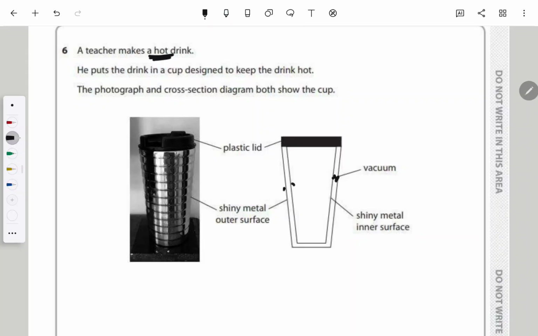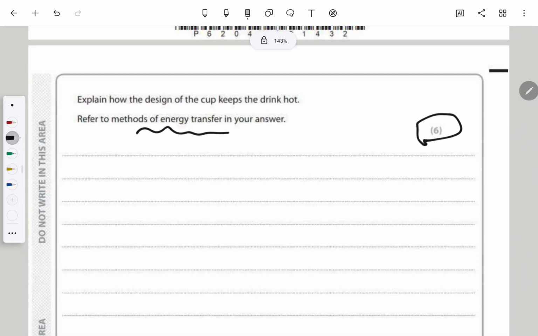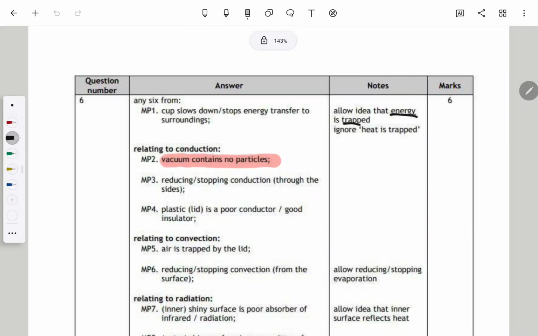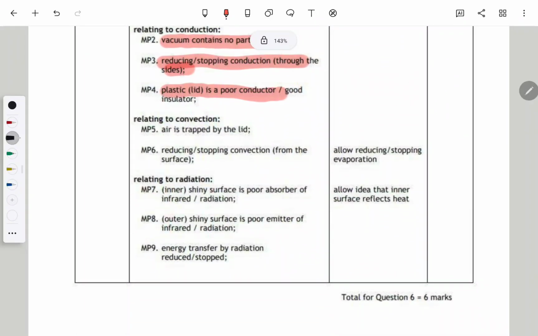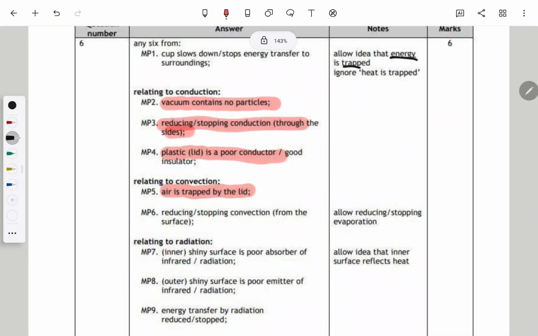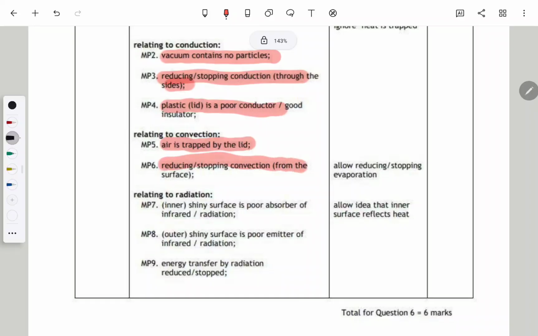Because remember, it's solid, and in between he leaves a thin layer of vacuum, okay? So that one interrupts conduction, which means the energy can't escape using conduction. Second point, it says that it reduces conduction through the sides. Okay, plastic lid is a poor conductor. That's one of the ones that I thought about. Convection, air is trapped by the lid. That's fair enough, because remember with me, you pour coffee inside of there. Probably some steam is going to try to escape, but you block it with the lid on the top. You stop convection from the surface because you're using a lid. Again, both of them give the same meaning. Okay.